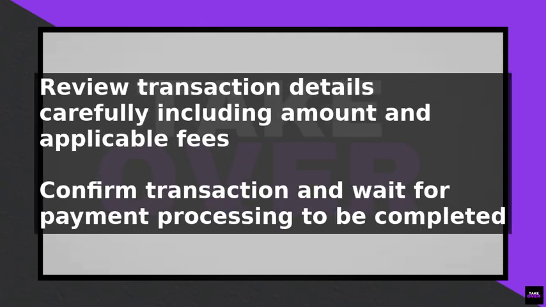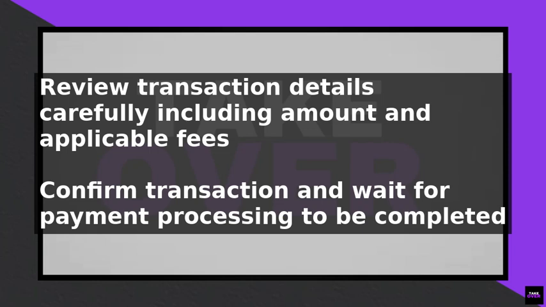To ensure a smooth and secure transaction, always use two-factor authentication and keep your account information confidential. It is also a good idea to set up a withdrawal whitelist to restrict withdrawals to trusted addresses only.